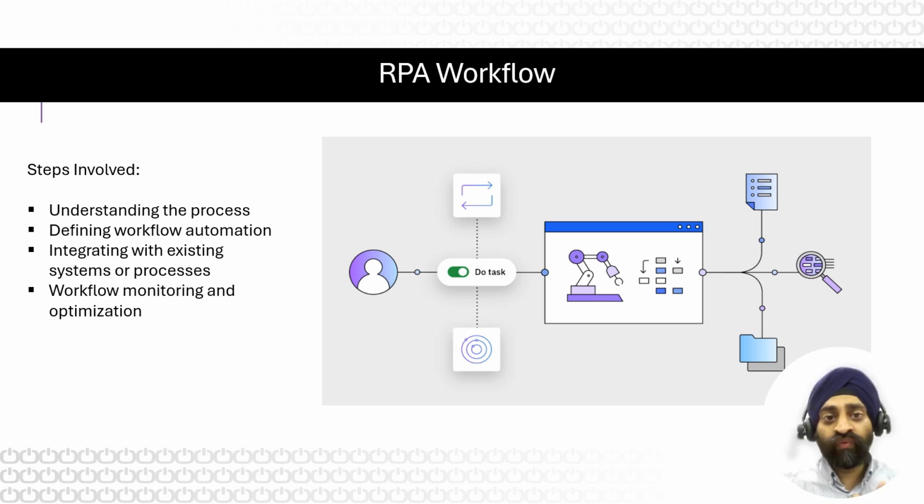Finally, we have workflow monitoring and optimization. After the RPA tool is deployed, continuous monitoring is essential to ensure it operates as intended. This step involves analyzing the performance of the RPA bot and making necessary adjustments to optimize its efficiency and effectiveness over time. These steps together form the backbone of a successful RPA implementation, ensuring that the automation not only works but adds real value to your operations.